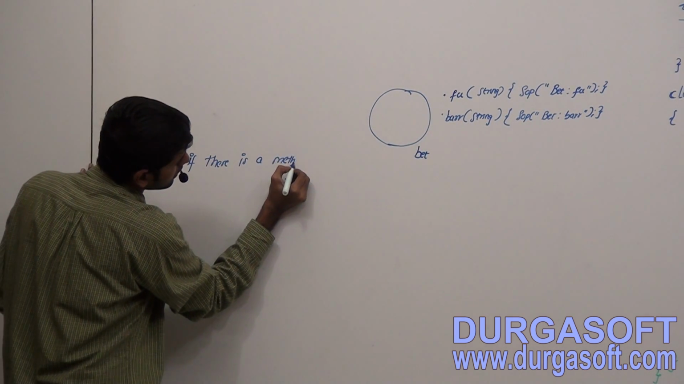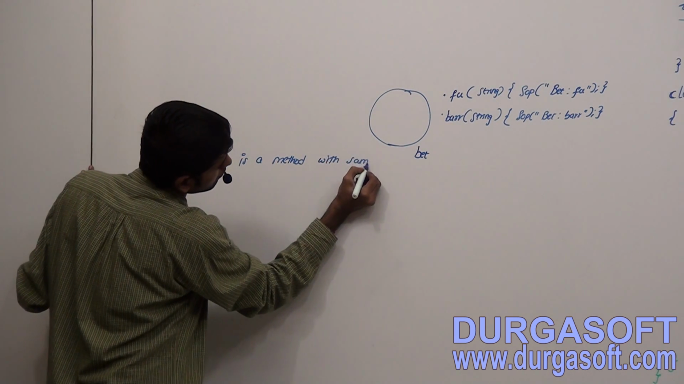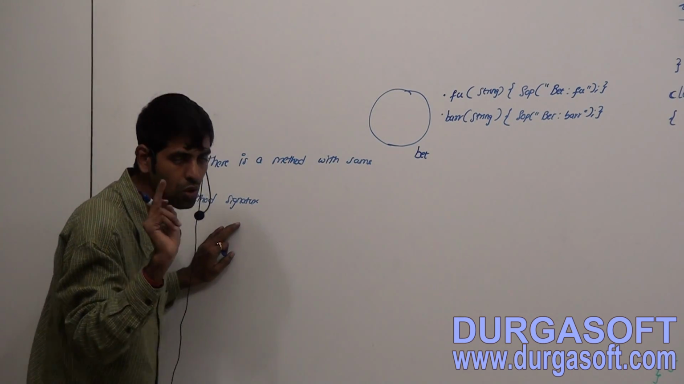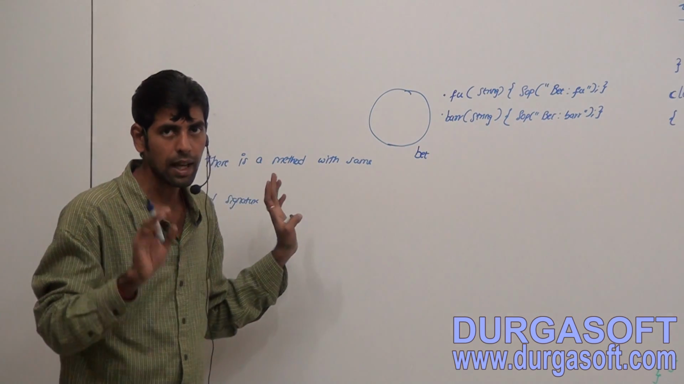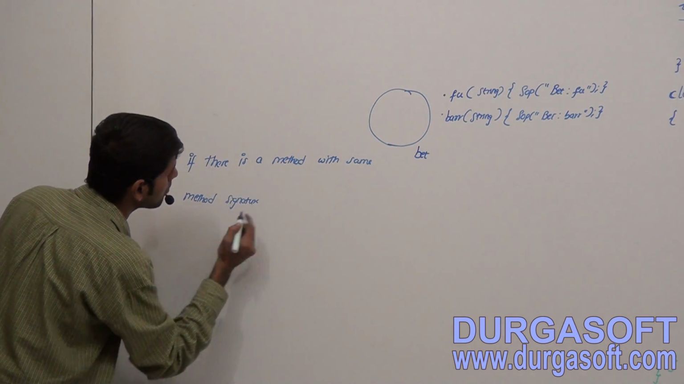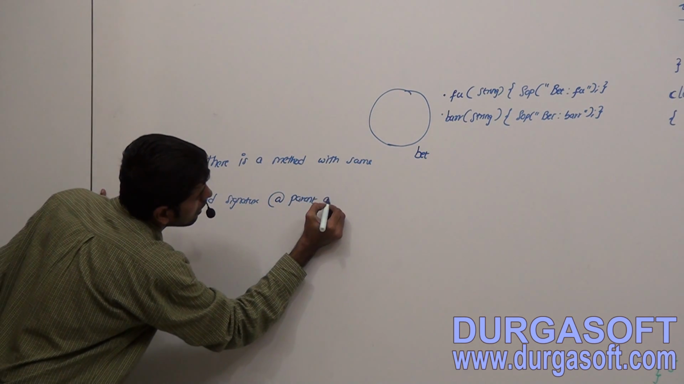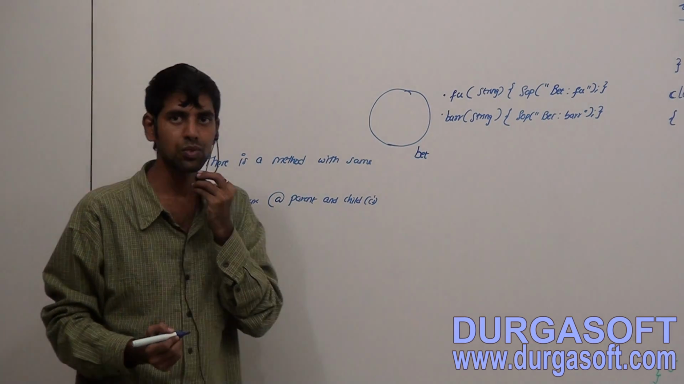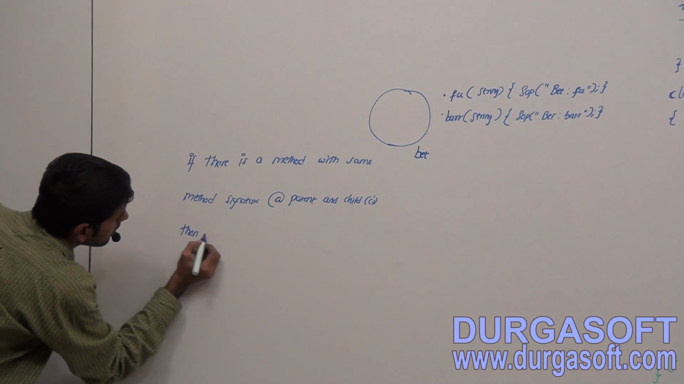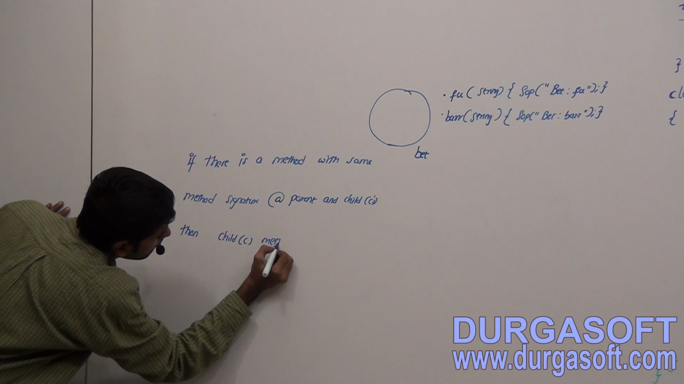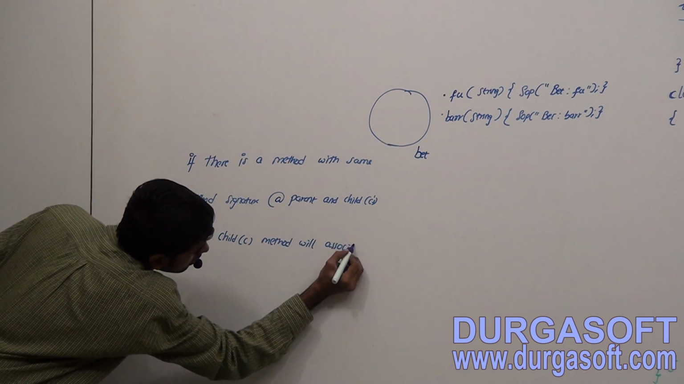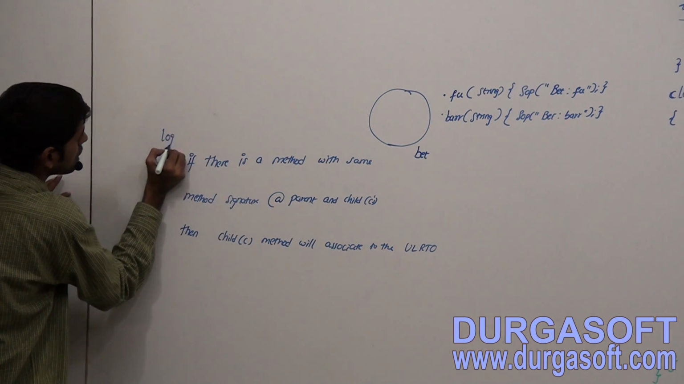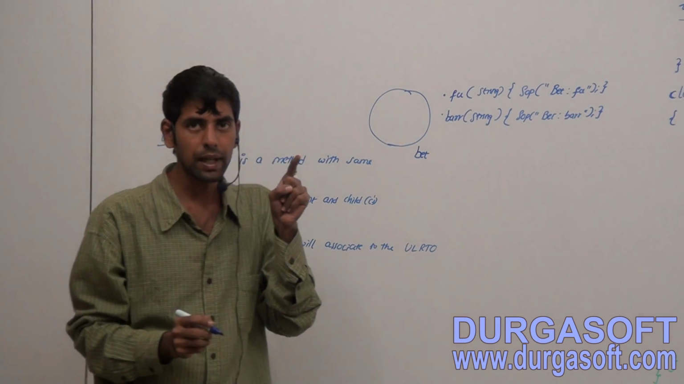If there is a method with the same method signature, of course we have discussed this logic in OOP. Please try to refer to that. Just for your sake I am writing this once again. Now if there is a method with the same method signature at parent and child classes, then the child class method will associate to the underlying runtime object. This is purely a logic which is implemented in our JVM.